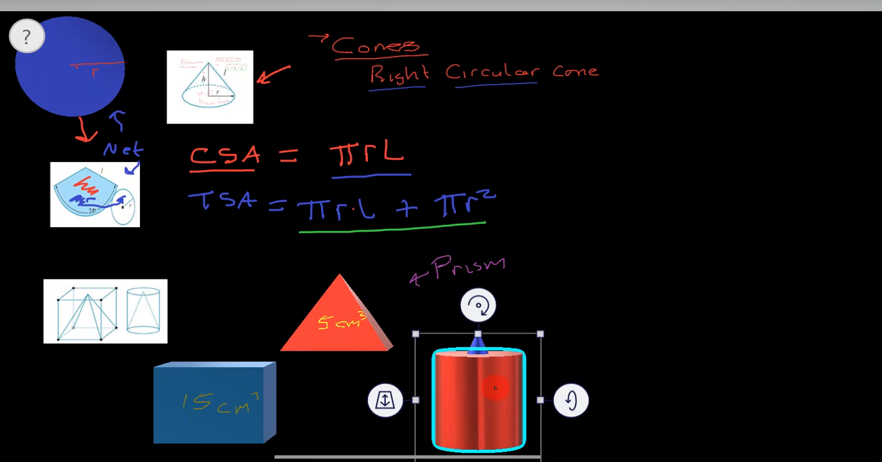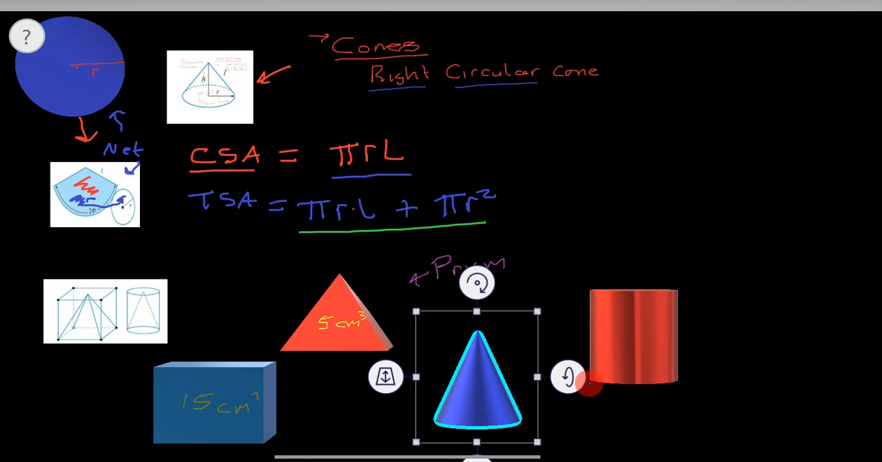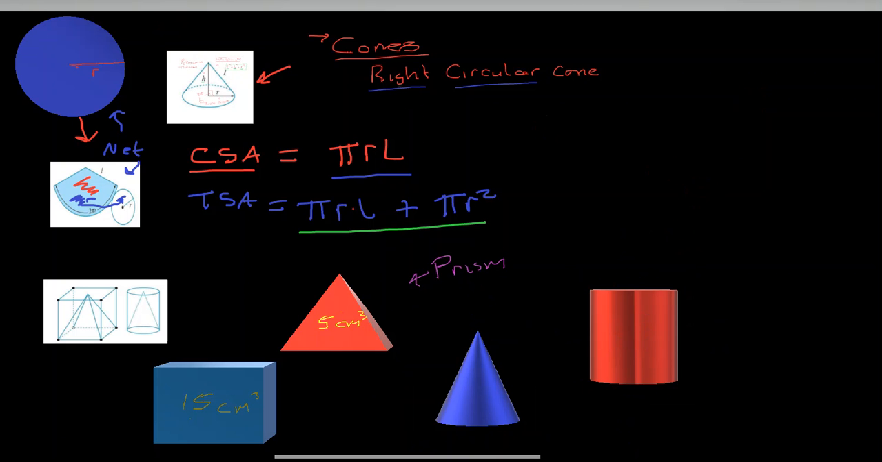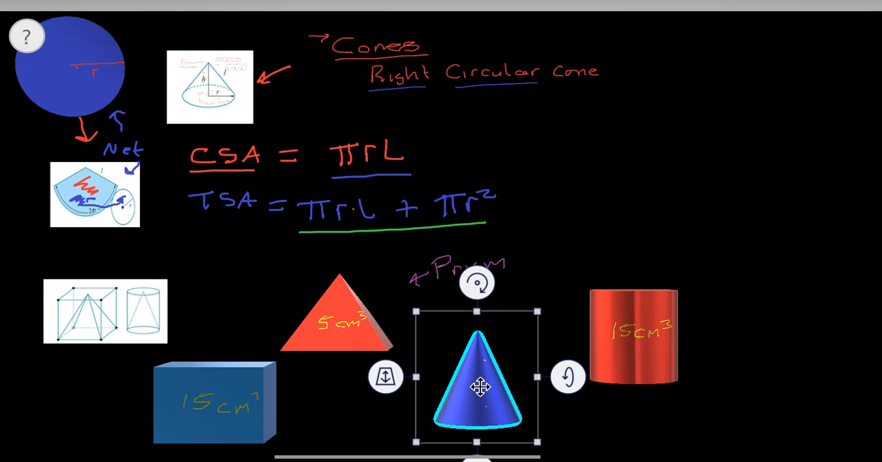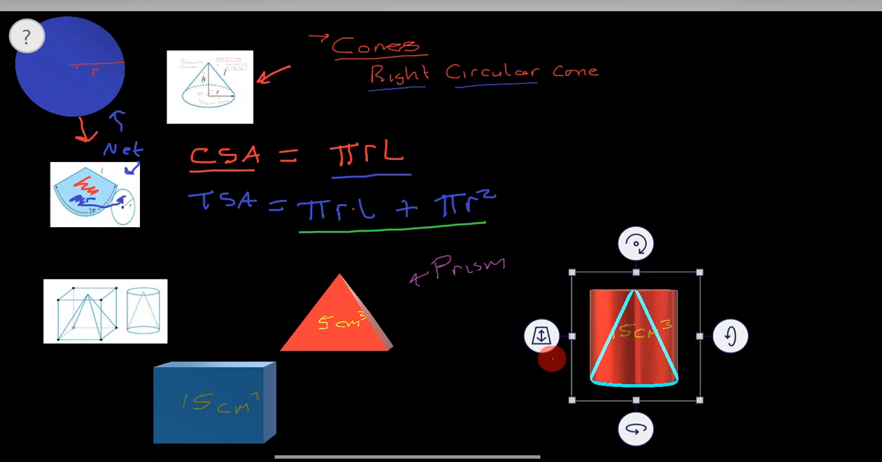Now the same principle holds true for cones. So if you were to take, for example, a cylinder here, and let's say the cylinder was 15 centimeters cubed, and you were to take your cone, and that cone fits perfectly inside it, like so.